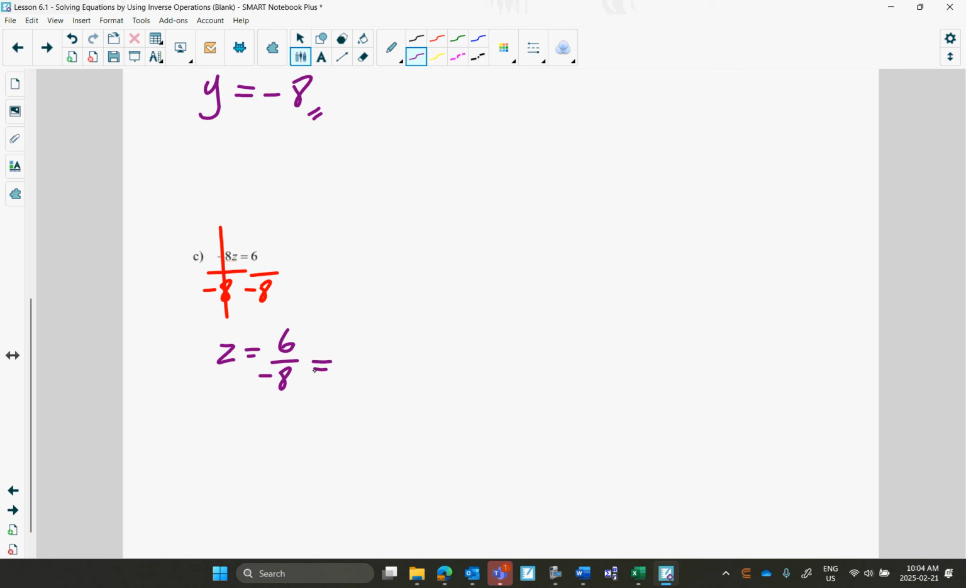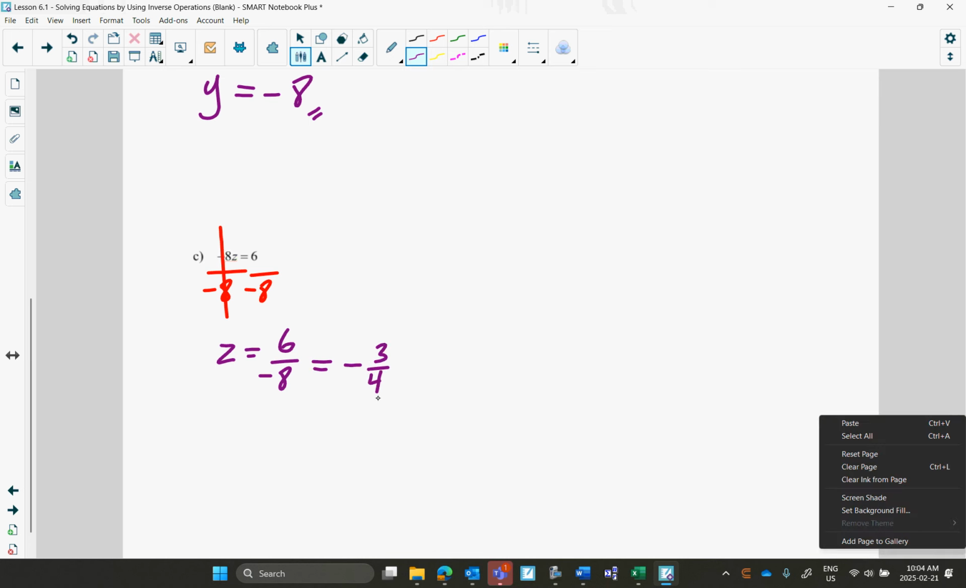That can reduce to what? -3/4. And remember, you can put the negative in the middle if you want. You can leave it down with the 4. That's fine. Just don't put 2 negatives in there.